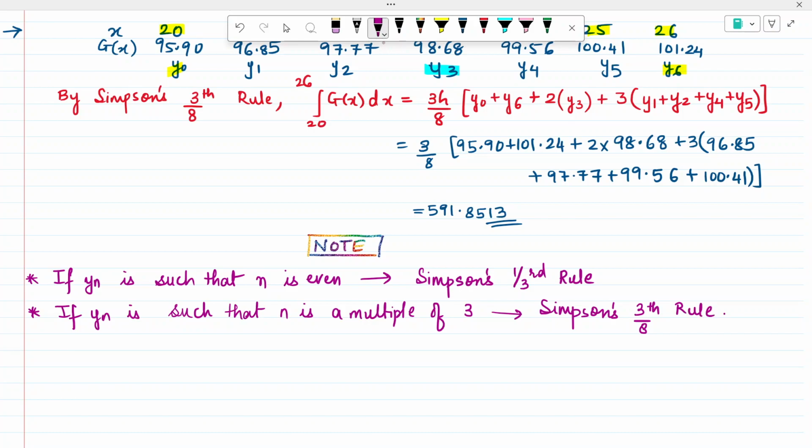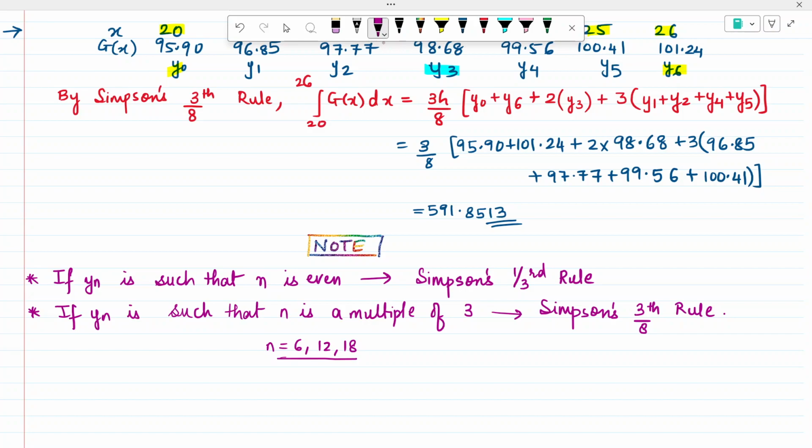What will happen if you have n is equal to 6, 12, 18? These will fall in both categories. They'll fall in the category of 1/3 also and 3/8 also. What do you do in that case? Yes, please. 3/8 rule. You can use any, ma'am. You're free to use any of them. Did you understand?